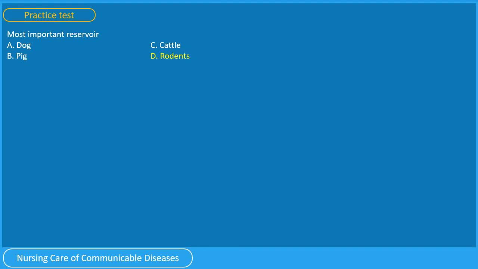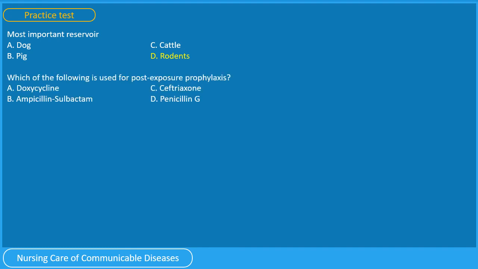Rodents. Which of the following is used for post-exposure prophylaxis? A. Doxycycline, B. Ampicillin sulbactam, C. Ceftriaxone, or D. Penicillin G. You have 5 seconds. If you answered A, doxycycline, you are correct.